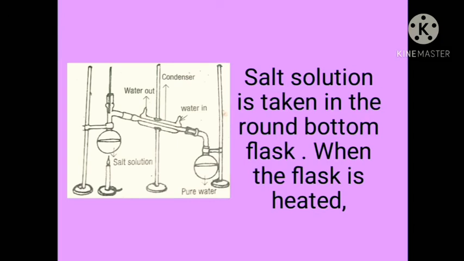Now, the evaporated water vapor passes through the condenser. This is the condenser. From here the water evaporates and comes through this. When it reaches the condenser, the water vapor becomes liquid and water drops are formed. The drops come through this and are stored in this flask, so after the experiment we get pure water in this flask and salt in this flask.